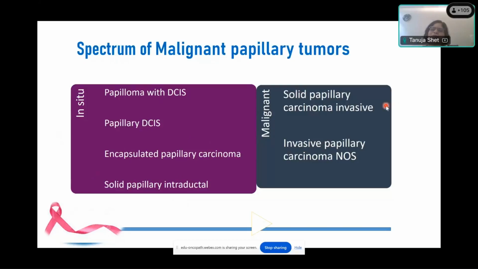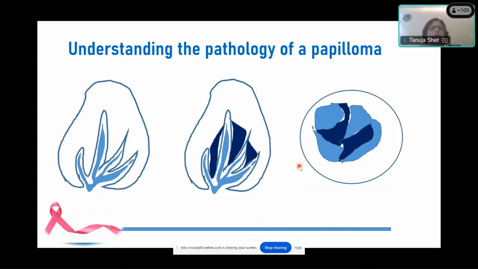Sometimes I think tumors play tricks with us. Imagine the same tumor is intraductal and then it becomes invasive. That's the fascination of breast pathology. And of course, you have invasive papillary carcinoma NOS. So let's try to understand what is happening here.